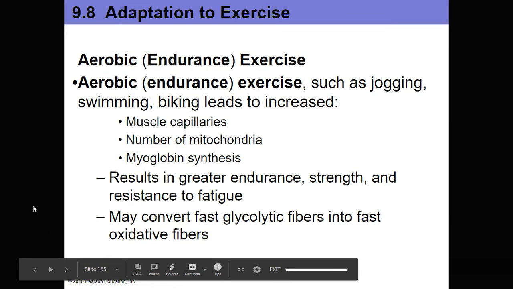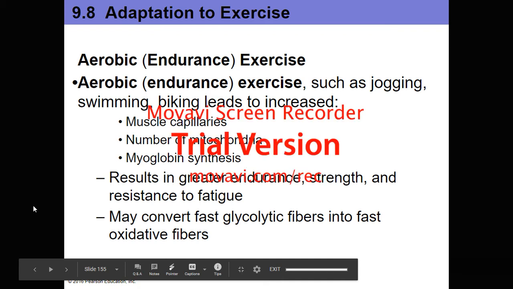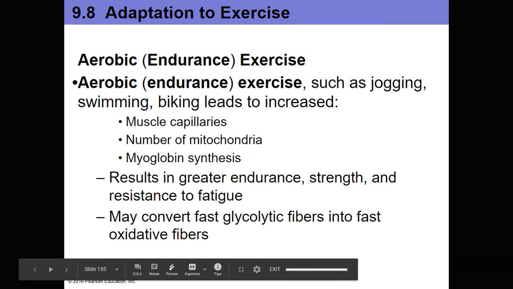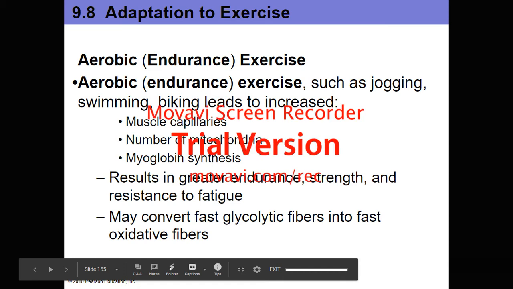All right, so your muscles can adapt. You can train your muscles for whatever sport you play. If you are a marathon runner, you can train your muscles for endurance. If you are a power lifter, you can train your muscles for powerlifting. So your muscles do adapt to exercise.